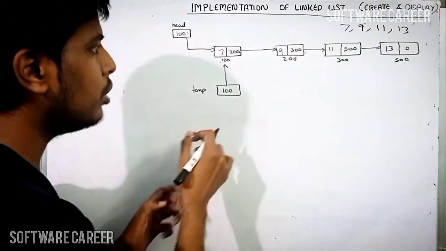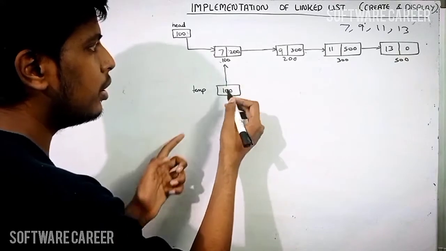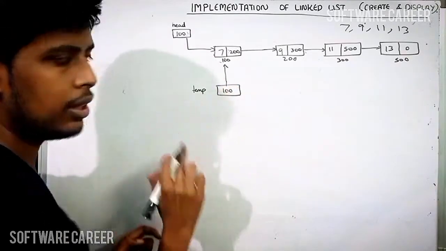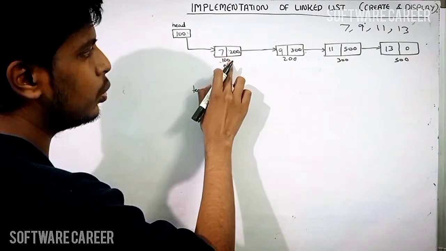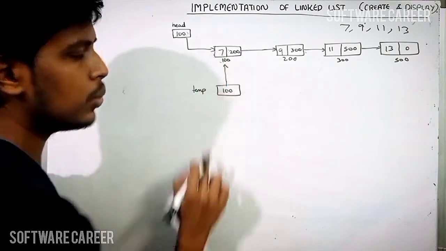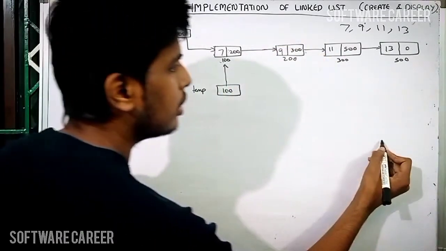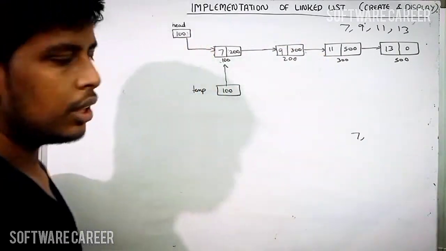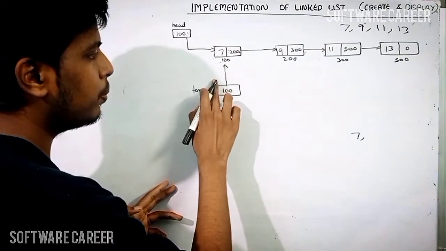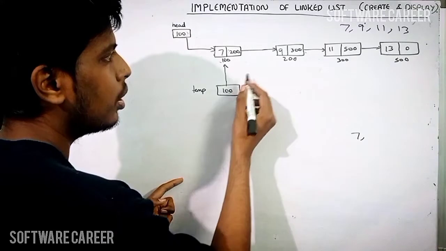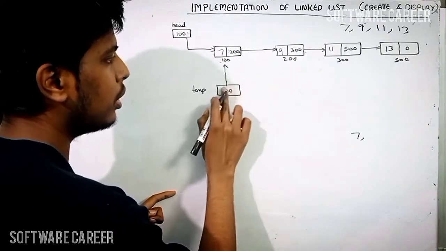Now see. Now the next step is you should print the data present in this temp pointer. Now the pointer is 100. Now 100, the node is 100. 100's data is what? 7. So it prints 7. See, I'll write here 7. Now next step is I should move the pointer to next node. How I can move? You should write here 200.